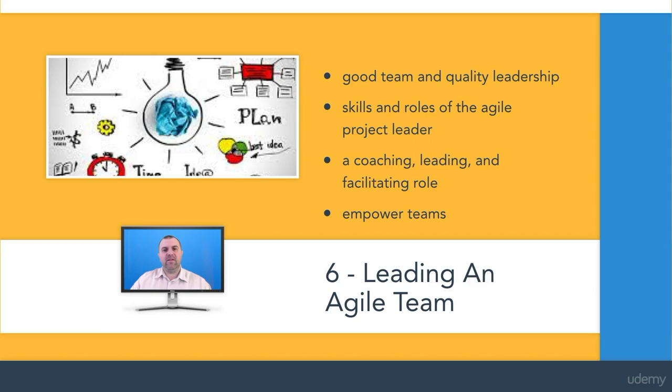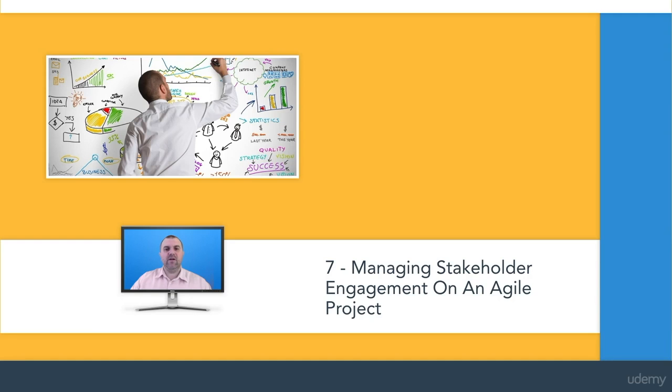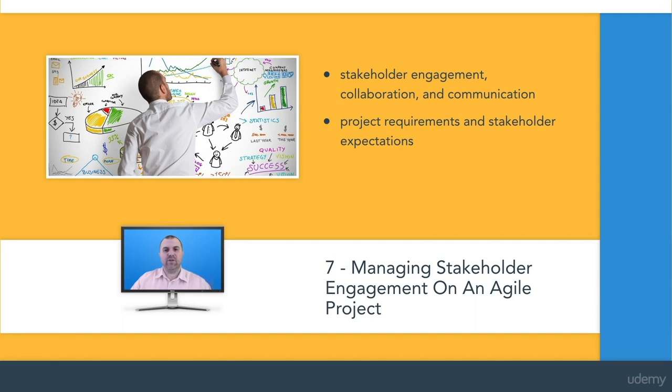This course provides guidance on how to lead a collocated cross-functional team as well as a distributed team and how to boost team performance. Section 7 deals with managing stakeholders' engagement on an agile project. This course highlights the importance of stakeholder engagement, collaboration, and communication during agile planning and development projects.